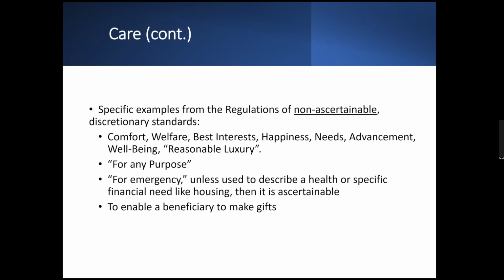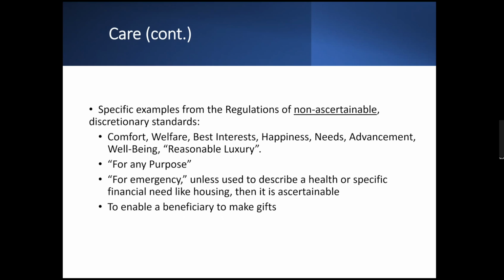Specific examples from regulations of non-ascertainable discretionary standards. So again, just driving the point home, such broad terms as comfort, welfare, best interests, happiness, needs, advancement, well-being, reasonable luxury, for any purpose, for an emergency, or to enable the beneficiary to make gifts. These are all examples of too broad to be narrowly understood or ascertained. And that's good if you're trying to find some basis for your decision as a trustee to give the beneficiary money. You've got a lot of discretion. It's bad if you're the trustee and you're also a beneficiary, because that probably means you own the trust and it can be taken from you by a creditor or in a divorce, or the government's going to tax you on it.